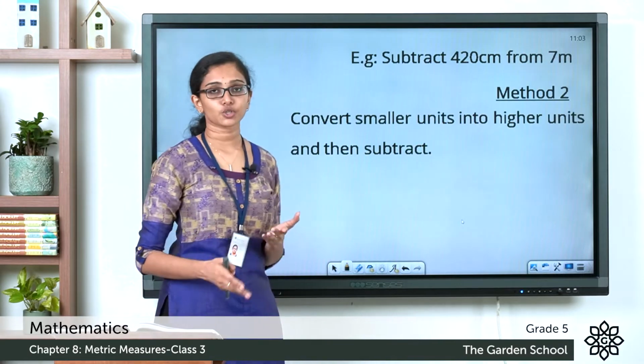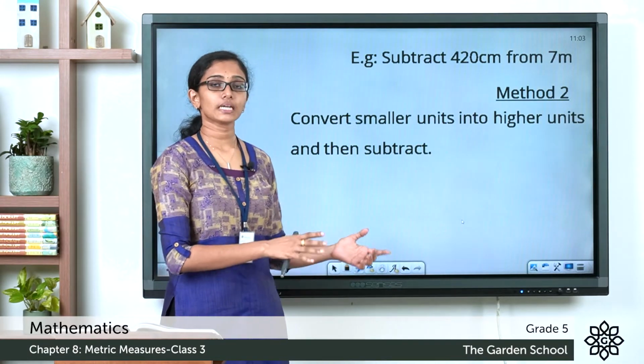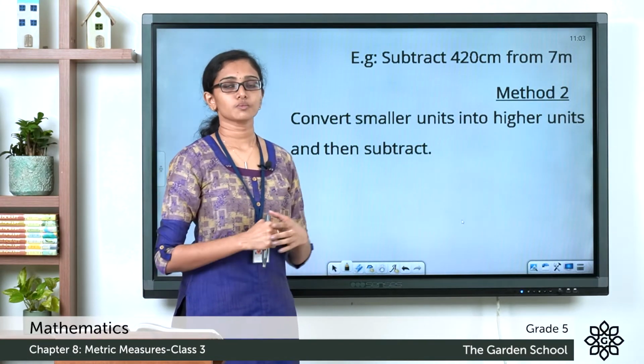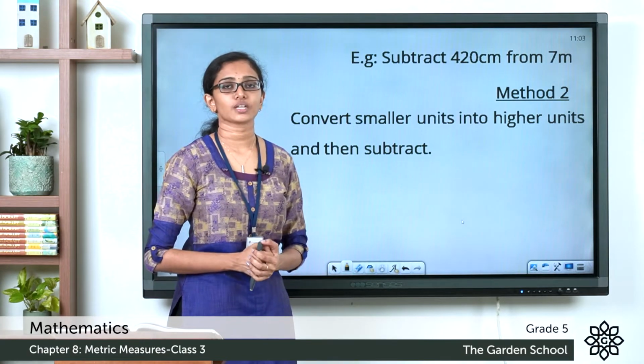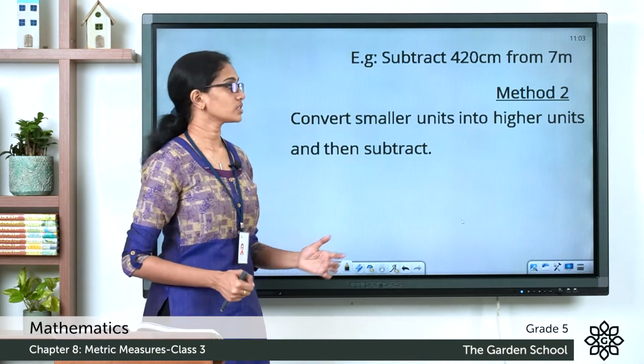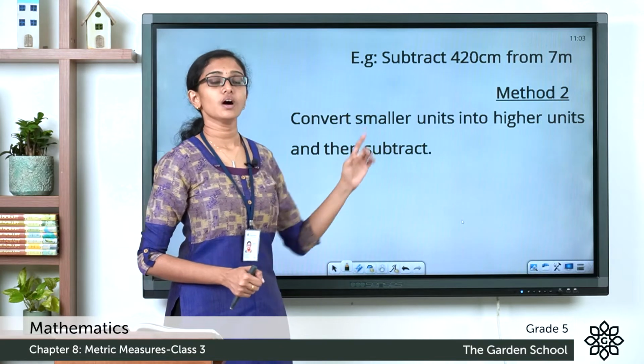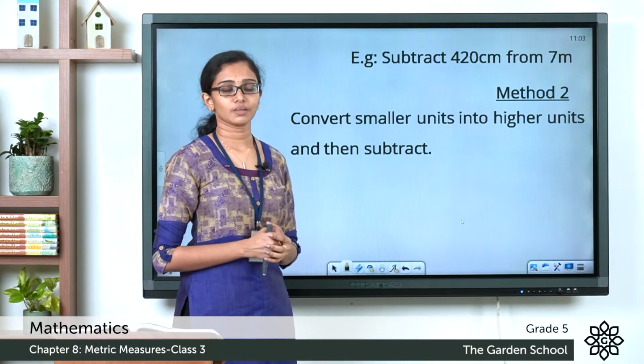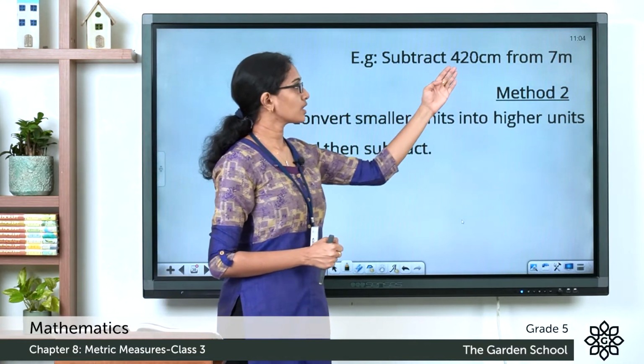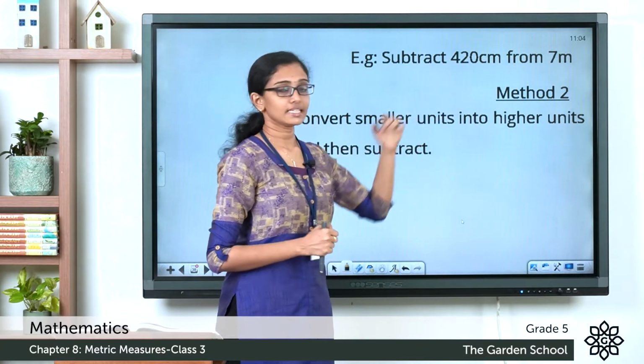Let's see the next method. In the first method, we converted the higher units to smaller units and then we did the subtraction. In method 2, we are going to convert the smaller units into higher units and then do the subtraction. So which is the smaller unit here? 420 centimeter.